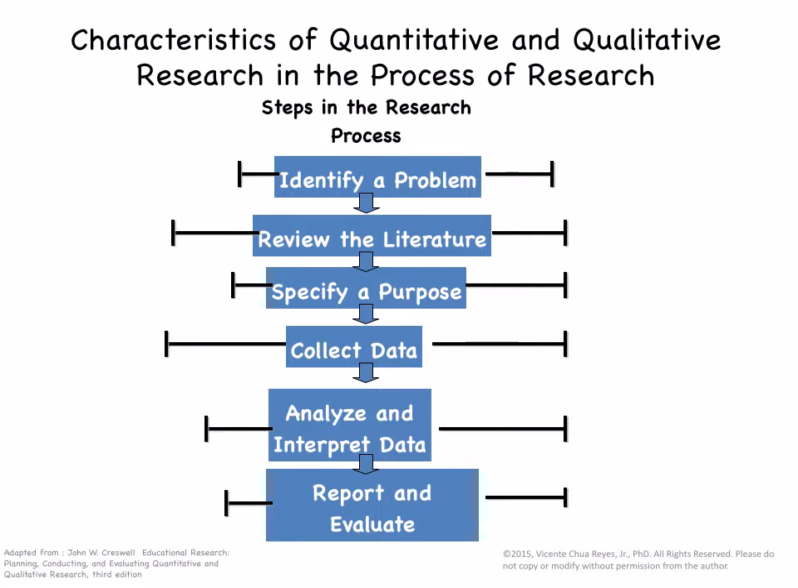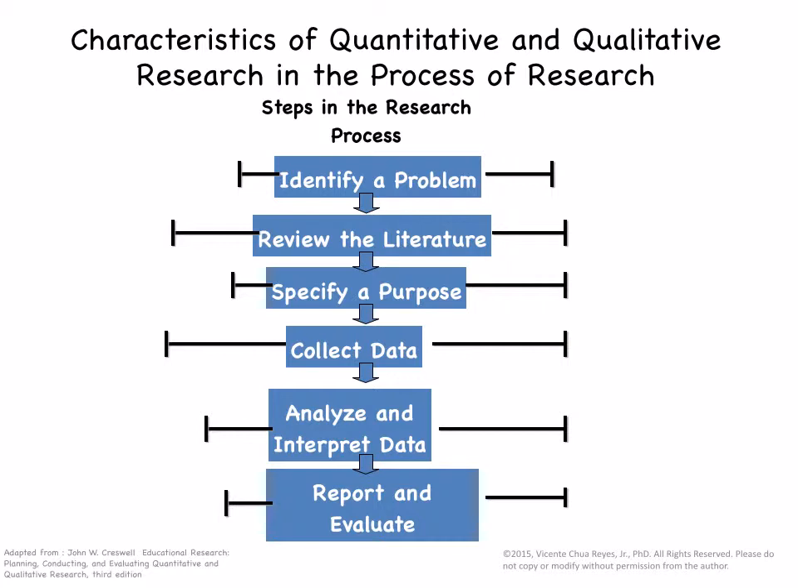The graphic in this particular slide provides a picture of the differences in the characteristics of quantitative and qualitative research in the process of research. If we take a look at the main image, which is in the middle, we will see the 6 steps in the research process, starting from the identification of a problem, review of the literature, the specification of a purpose, collecting data, the analysis and interpreting of data, and reporting and evaluating data.